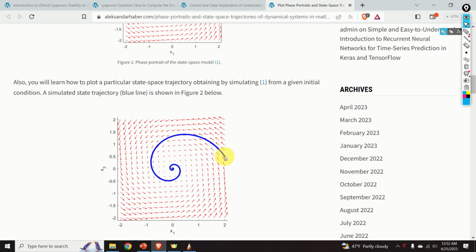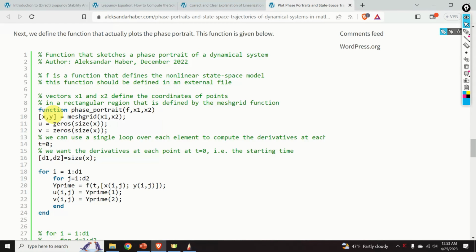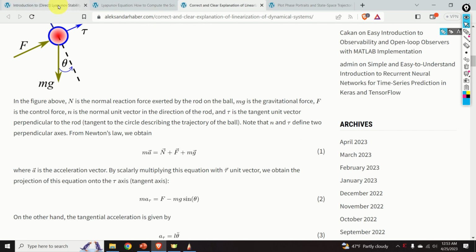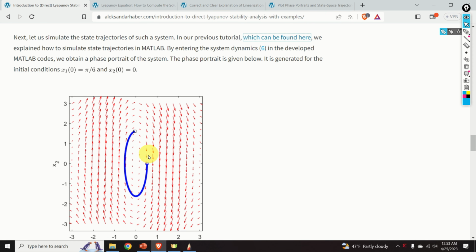For example, you have here an asymptotically stable system, and if you place an initial state over here, the system will evolve like this. These arrows are actually the directions of movement of your state trajectory. The MATLAB code is given over here, and you can easily modify this MATLAB code to simulate the state trajectory of the pendulum. And here's the simulation.